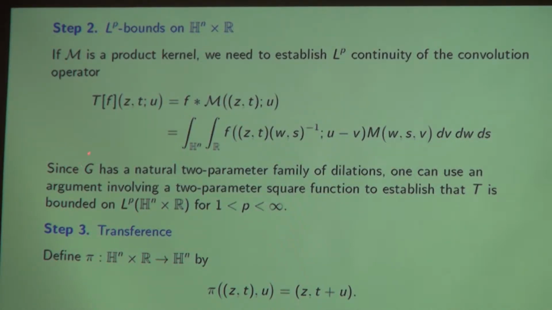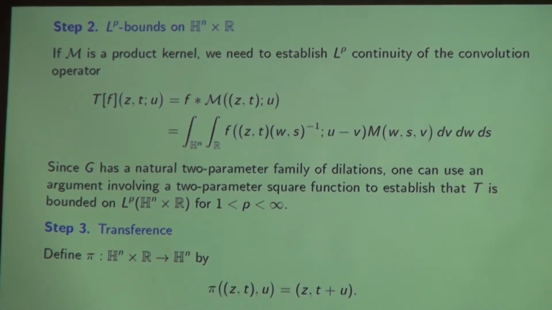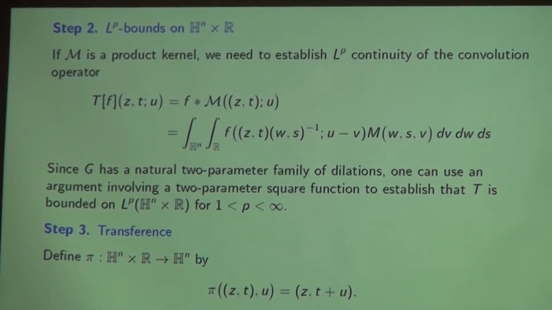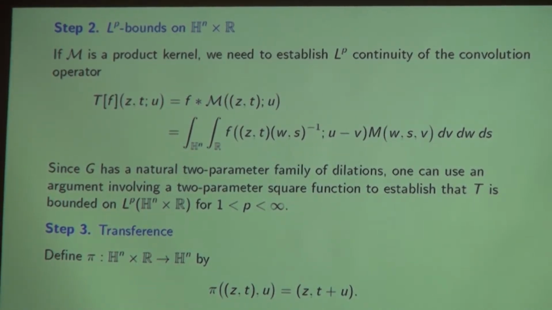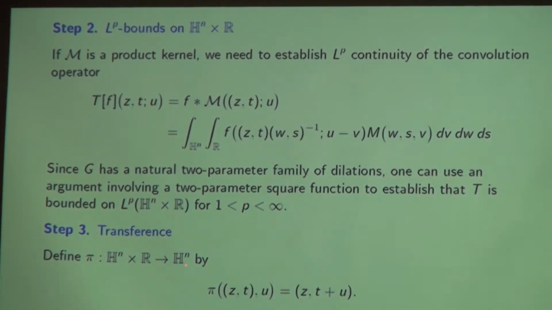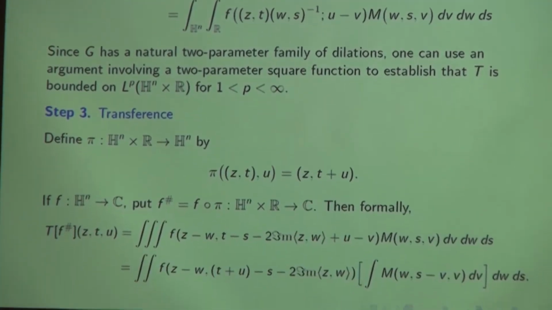And because G has this natural two-parameter family of dilations, one can use a square function argument to prove that these operators really are bounded in LP. Okay, but of course, our original problem was not about the group Hn cross R, it was a question about operators on Hn all by itself.